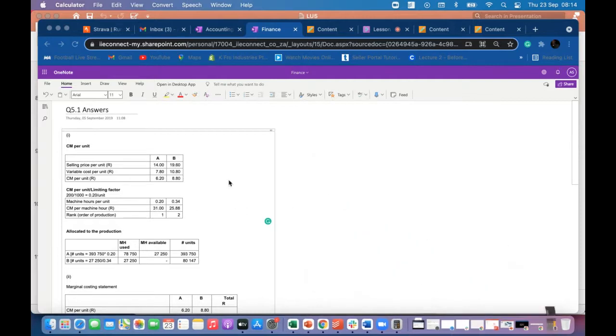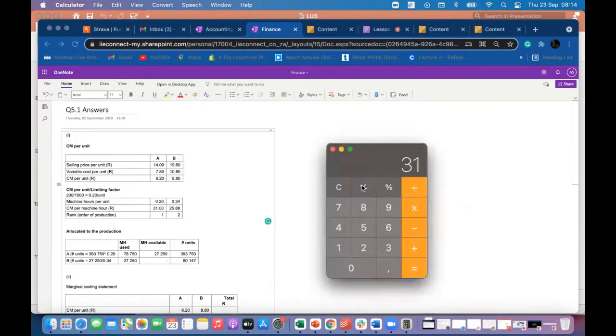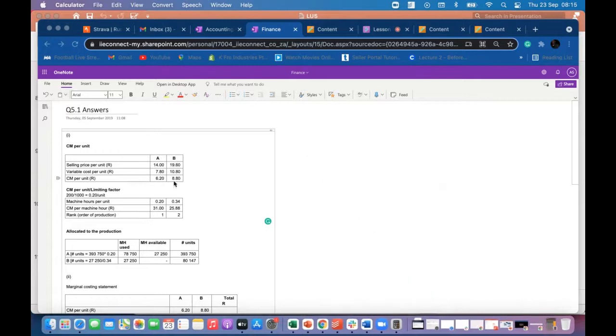So here we're saying this one is 31. And if we want to calculate B, again we're saying 8.80 divided by 0.34. That's how we're getting this 25.88. So we then rank which product gives us the most bang for our buck, and here you can see it is A. That's why we've put 1 here. So this one's number 1, and this one comes in number 2. We only have 2 products, but if we had 3 or 4, we'd also rank those.